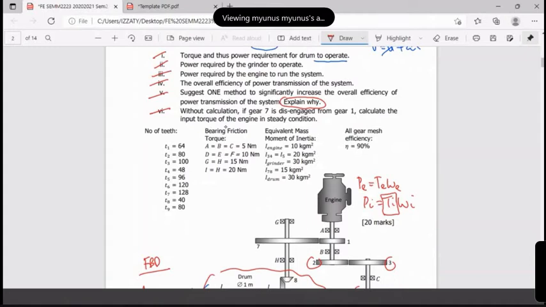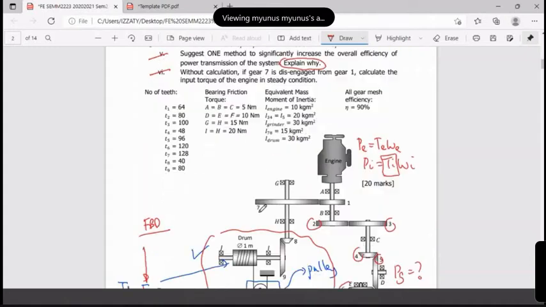Without calculation, if gear 7 is disengaged, this one is suddenly now snapped. Sorry, it's highlighted. You cut that one.